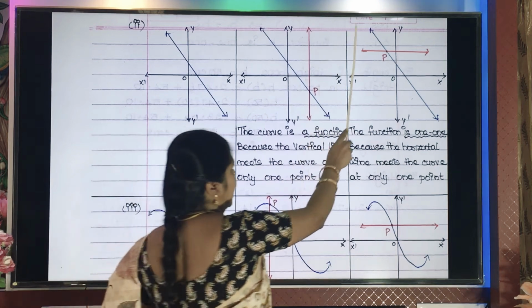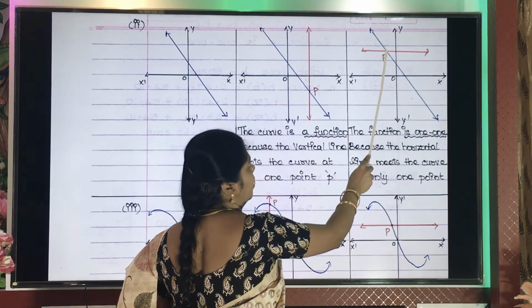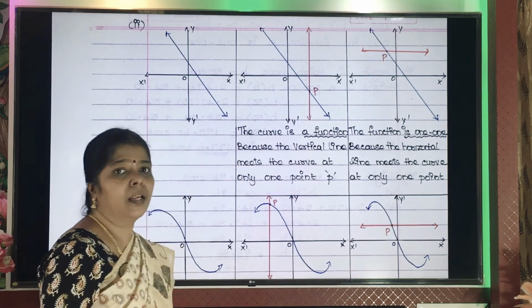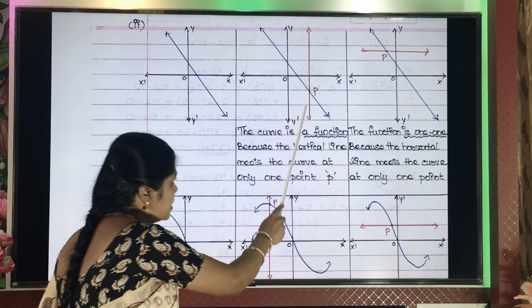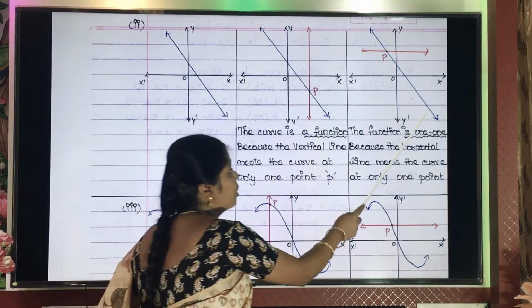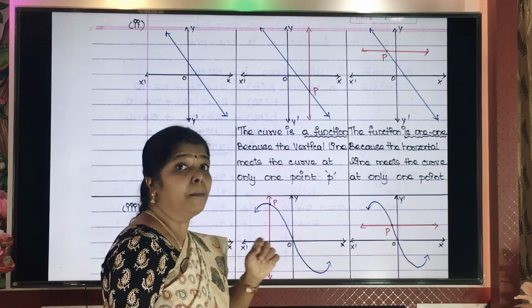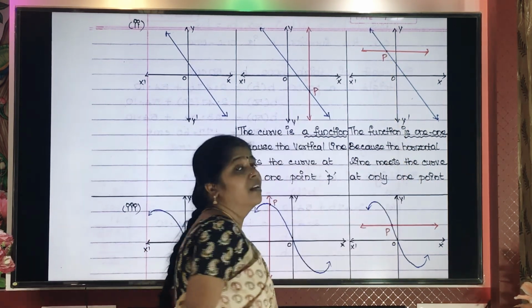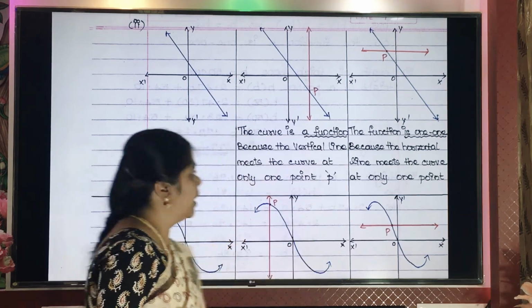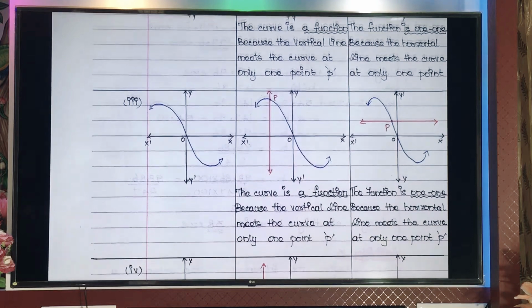Now, to the same graph, let me draw a horizontal line. See, in how many places is the horizontal line touching the blue color curve? Again, only one place. So, this is a function and this is also a one-to-one function. Why? Because the horizontal line touches the curve at one place only. Now, let me go to the third subdivision.